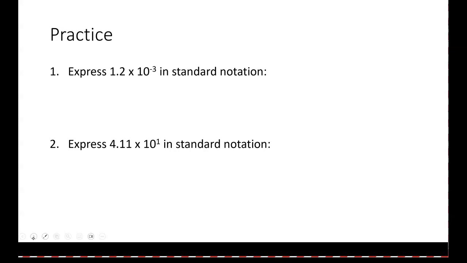So we can see this is a negative exponent, and so we're going to move our decimal place to the left. And so 1, 2, 3, so we're going to have 0.0012. And then 4.11 times 10 to the 1. Don't let this 1 confuse you. It's just 10. 4.11 times 10, so we just move it 1 space, and so we get 41.1.